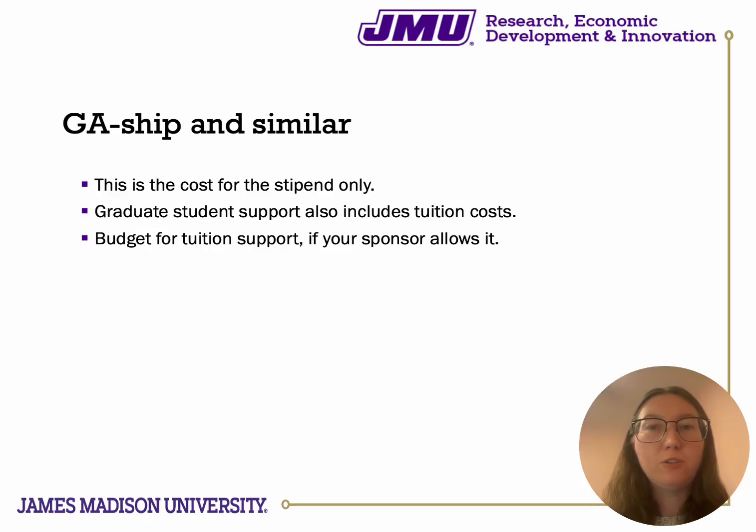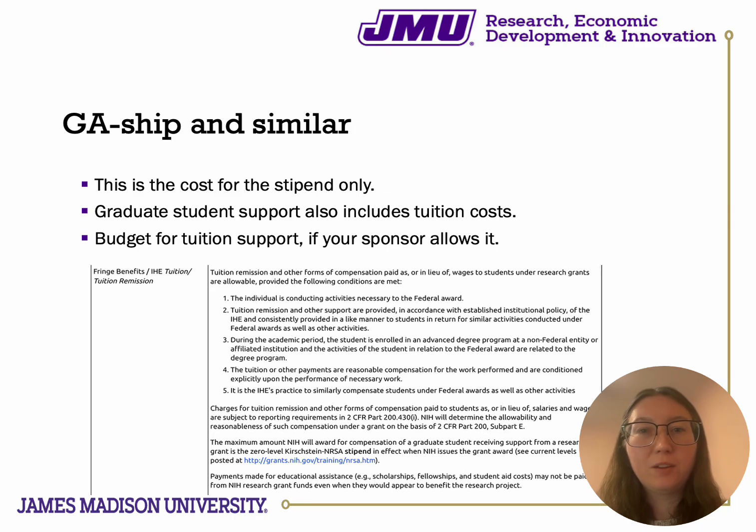Note that this covers just the graduate student stipend and does not cover the cost of tuition. If you are budgeting to support a graduate student, we always recommend requesting tuition support if the sponsor allows it. The cost of tuition support can be found on the graduate school's webpage, which we showed earlier in this video. Note that this cost is frequently, but not always, considered unallowable. This is because many sponsors do not consider tuition support necessary to complete the project.